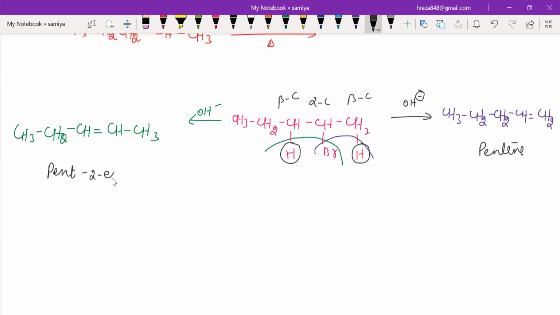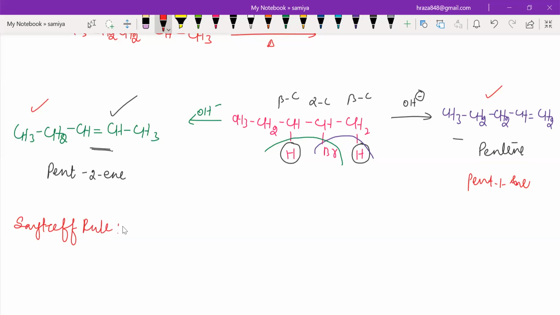Can anyone tell me which one is more stable, pent-2-ene or pent-1-ene? Madhiha, pent-1-ene is not more stable. First of all, where there is more symmetry, that will be more stable. So symmetry is more here than here. That's why pent-2-ene is stable. Now the second concept, which is very important: we decide which product is major and minor by the Saytzeff rule.